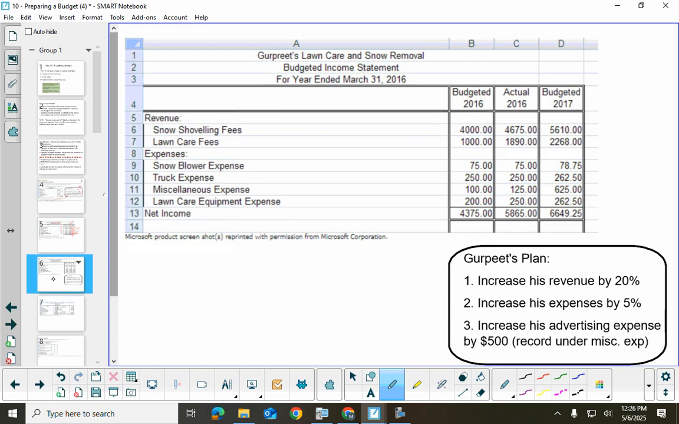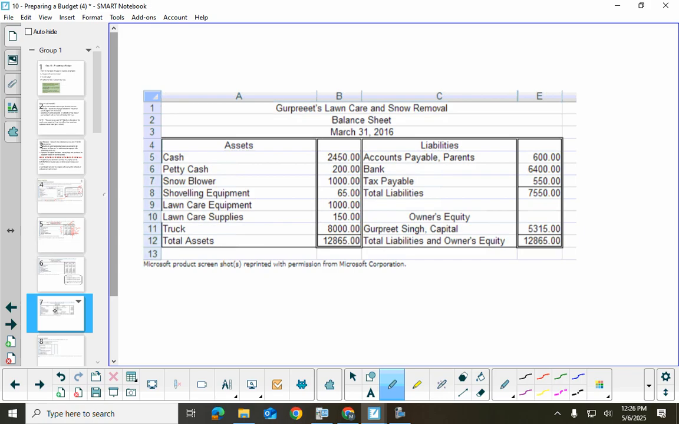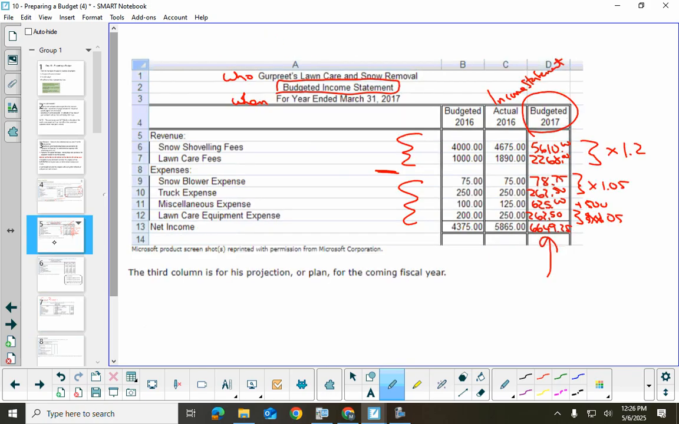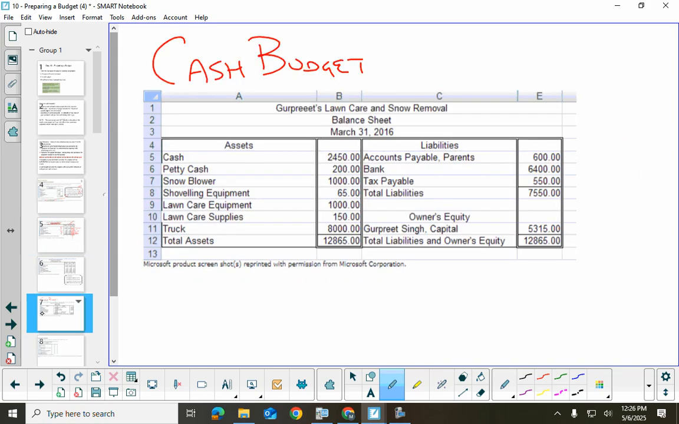Okay, so that was the answer. It's exactly what I got. Okay, so cash budgets now. So that was the income statement budget. That's what this is called, the budgeted income statement. Now we're going to do the cash budget.